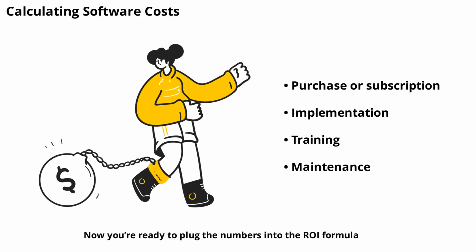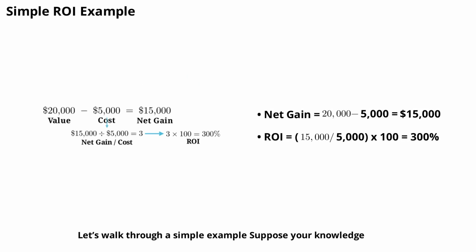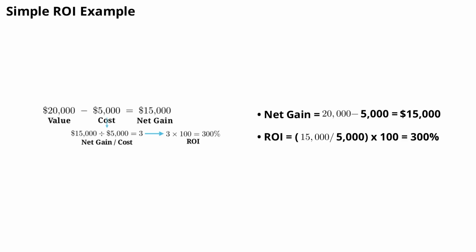Now you're ready to plug the numbers into the ROI formula. Let's walk through a simple example. Suppose your knowledge base saves $20,000 per year in time and support costs.